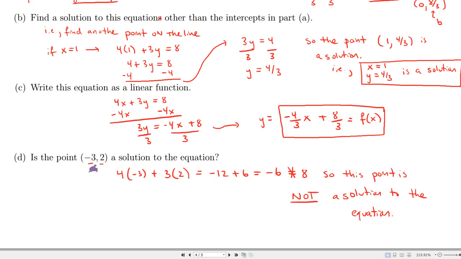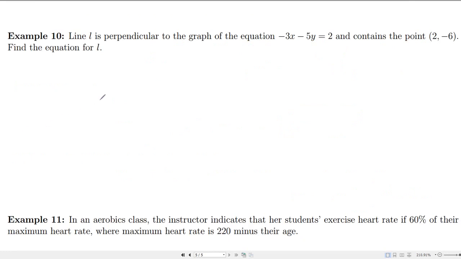There's going to be a point on that line with x is equal to negative 3. All right, now the line L is perpendicular to the graph of this equation here, and it contains the point (2, negative 6), and we want to find the equation for L. So if it's perpendicular to this equation, then it should have the negative reciprocal as its slope. So we're going to use that to figure out the slope information.